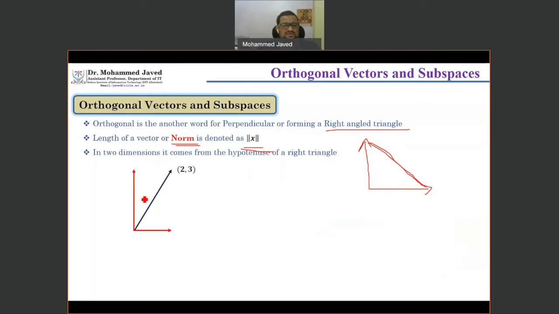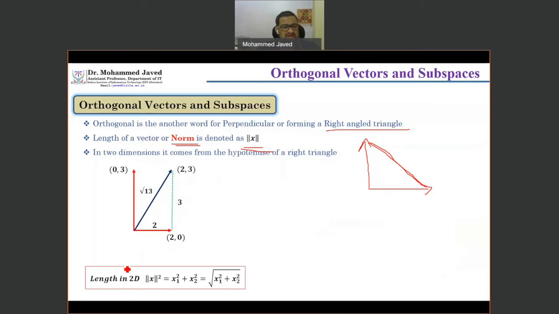So I've shown one example. You can see this is the x plane, this is the x-axis, this is the y-axis. I have vector (2, 3), and this is the coordinate representation, where 2 is the x value and 3 is the y value. Now, what is the length of this vector (2, 3)? The length of this vector is root 13, because the formula for length in 2D is the square root of x1 square plus x2 square, which implies 2 square plus 3 square, which is 4 plus 9, okay, root 13. So that is the case for 2 dimensions.